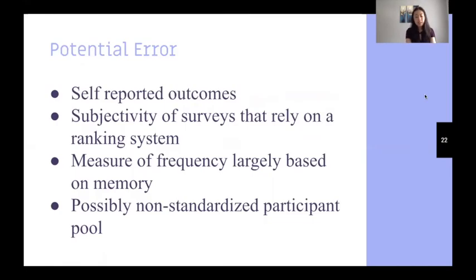A little bit on potential error: obviously, self-reported outcomes. Along with this is the subjectivity of surveys that rely on a ranking system, which means that a 1 through 5 could mean something different for person 1 and person 2. Along with this, the measure of frequency, as many other things, was largely based on memory, and this is also possibly a non-standardized participant pool.